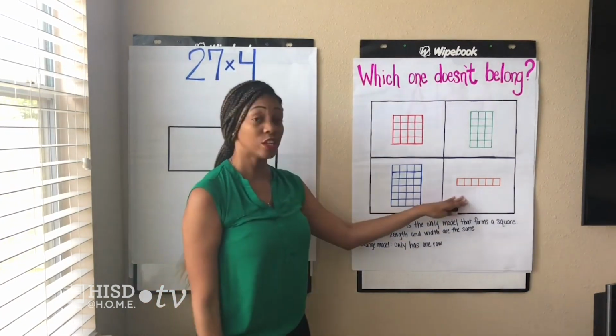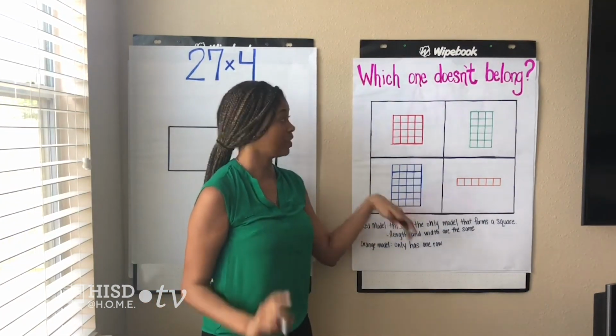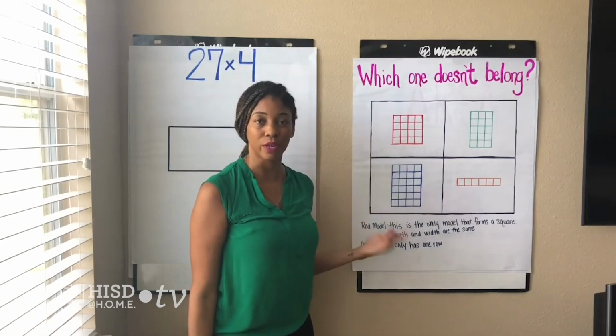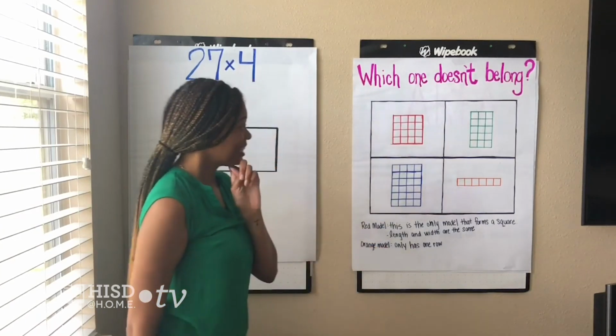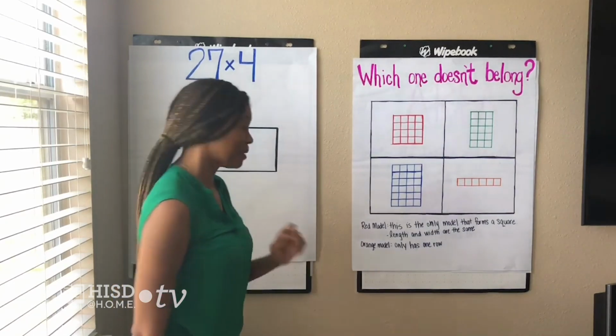So you notice that the orange model has one row only, whereas the other ones have more than one row. So that's another one. Let's look. What about the blue model?